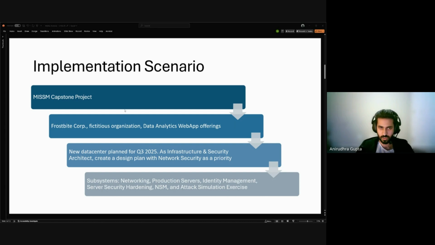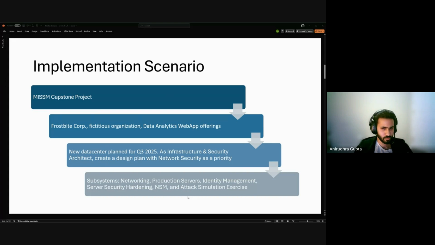So what we did was, for our project, we came up with a fictitious corporation called Frostbite Corp. And it has a data analytics web offering where they want to have new data centers by Q3 of 2025. And they hired us as infrastructure and security architects to design a plan with network security as a priority for them. We have systems like networking components, production servers, identity management, hardening, network security monitoring, and we also have an attack simulation exercise as part of this project.